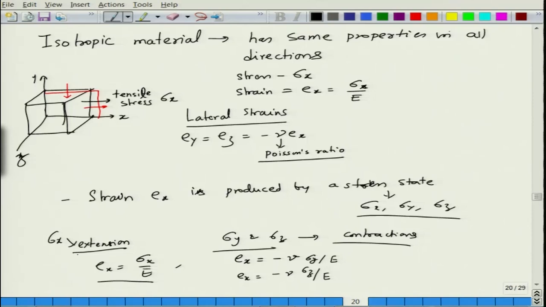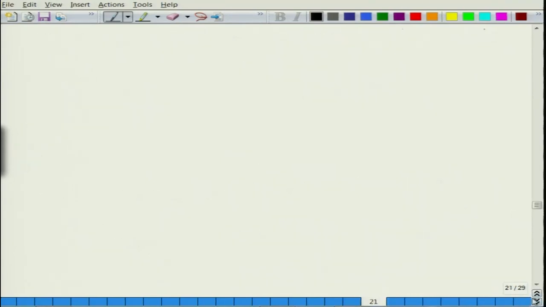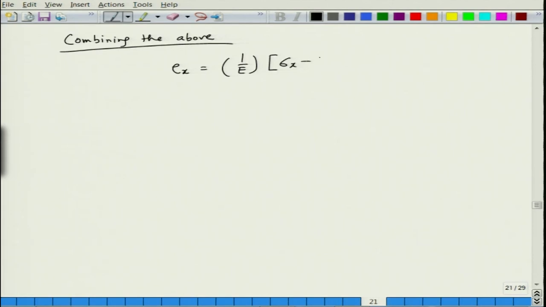So sigma x is causing extension, whereas sigma y and sigma z are causing contractions, and these contractions can be represented as Ex being equal to minus nu into Ey. Basically this is sigma y divided by E, this is Ey, and correspondingly this will be Ez. This is correct now. If you combine all these contributions, we get an equation: Ex is equal to 1 over E into sigma x minus nu into sigma y plus sigma z.